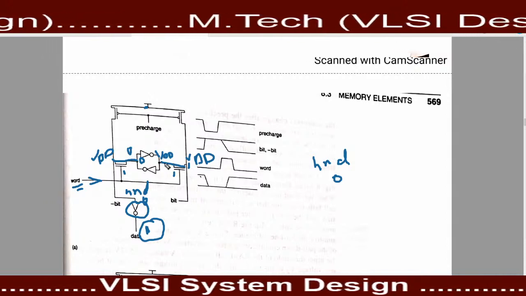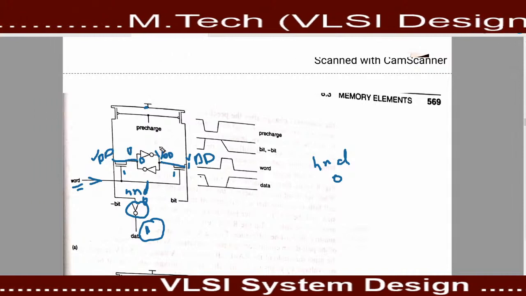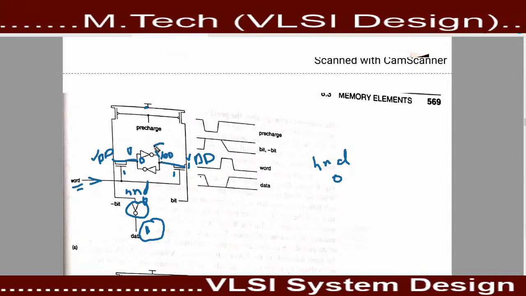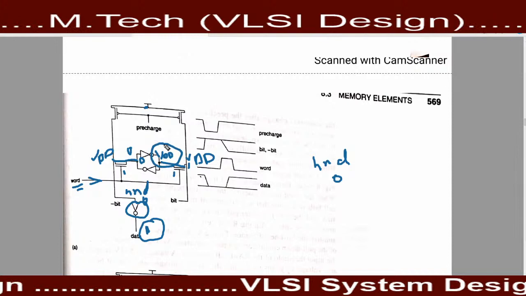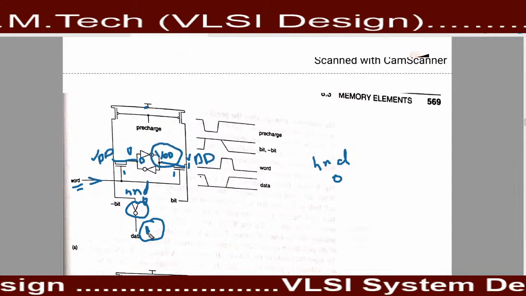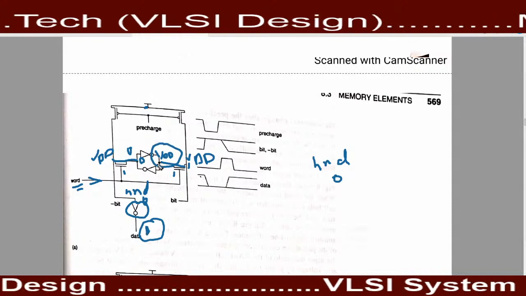How we read the data that is stored here: in this topic I told you 1 is stored here, that means VDD is stored here, and by using this operation we get the data that is stored here.